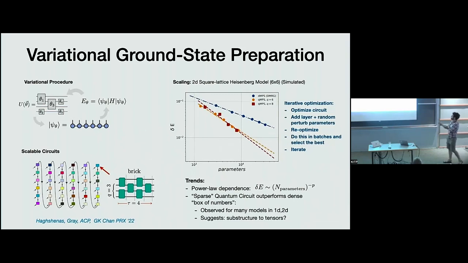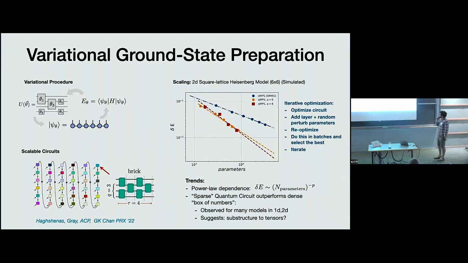What I want to show you is the error in the energy on this Heisenberg model, squared, versus the number of variational parameters in the system. I'll compare these two quantum circuit generated matrix product states of different numbers of bond qubits versus a classical DMRG calculation.